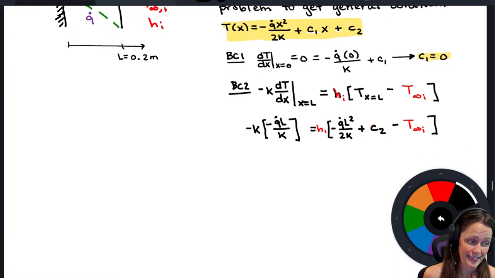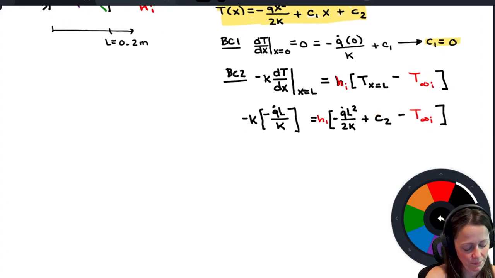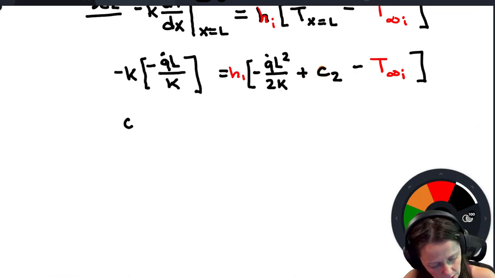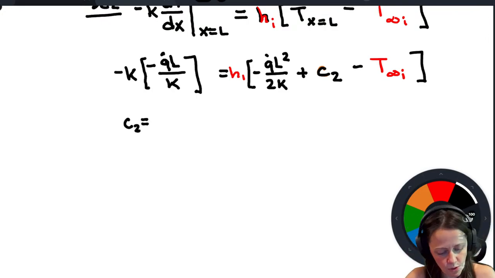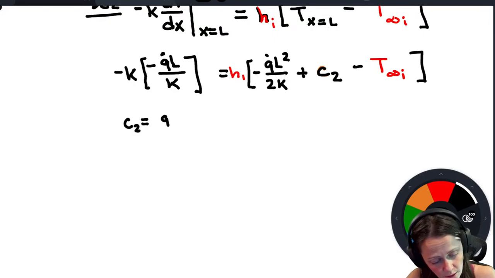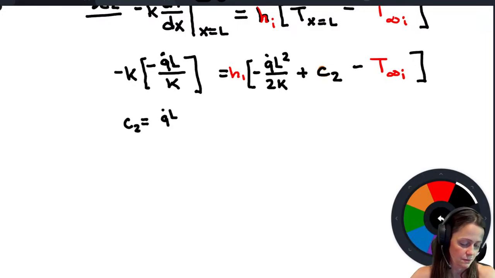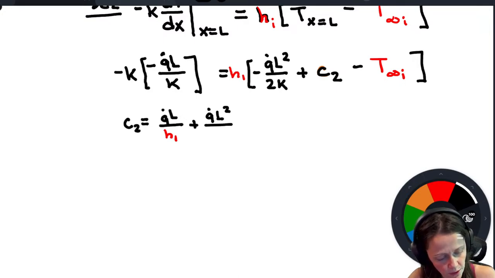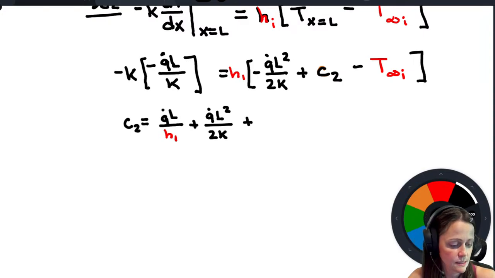All right, so it's kind of ugly. Let's see if I do have an actual value for C2. That would be super sweet. No, I don't, but that's okay. We'll just rearrange it. I really can't clean it up too much. But I've got C2 is equal to q dot L, the k's are going to cancel out, the negatives are going to make a positive, I'm going to divide through by that h1, and then I'll have a plus q dot L squared over 2k plus that T infinity.